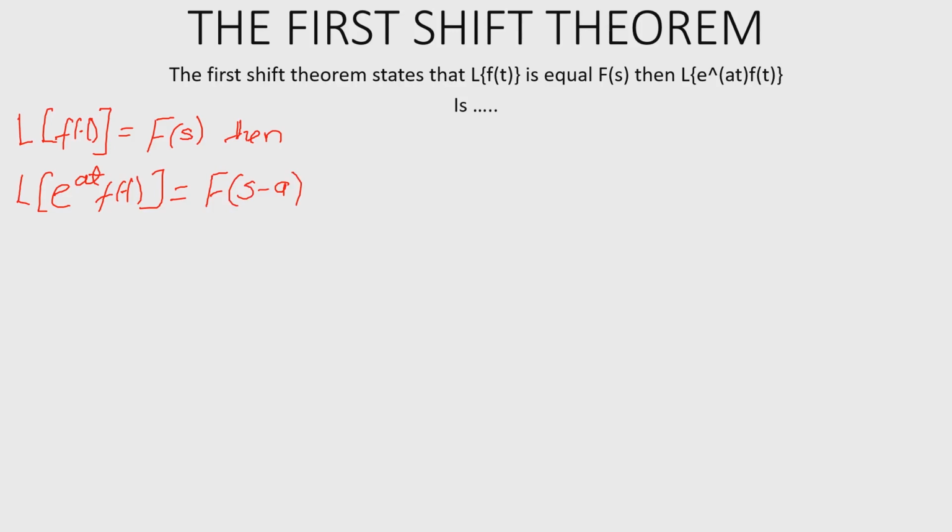Okay, so the same thing applies. Let's say the Laplace transform of e raised to the power of minus at times f(t), then the Laplace transform is what? It is F(s plus a). So you notice that if the sign here is positive, then you are going to have s minus a, and if the sign here is negative, then you are going to have s plus a.